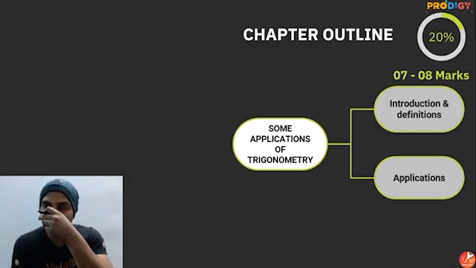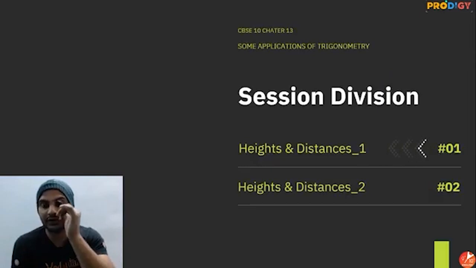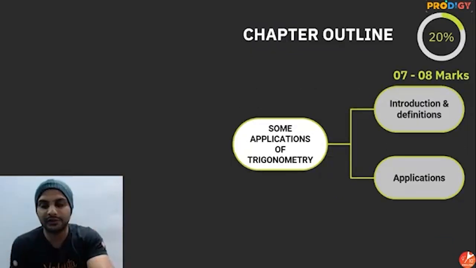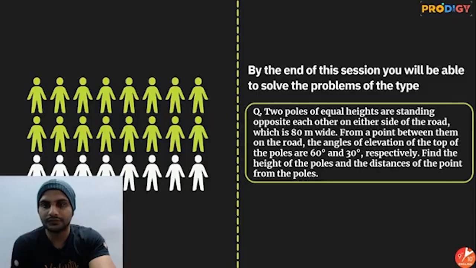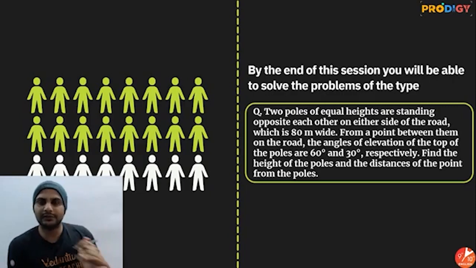All right, let us start. In this particular topic, some applications of trigonometry, some definitions are important, so we'll discuss them to understand the word problems. After understanding these definitions, there are some application problems as well. This is an easy topic, and you're very lucky that you'll be getting a 7 to 8 marks question from this particular topic. So that is going to be an easy one. We'll be completing this in 2 sessions.